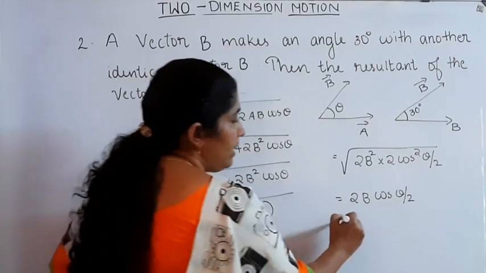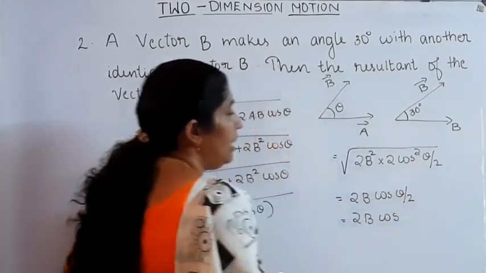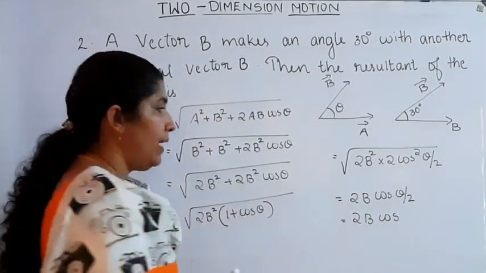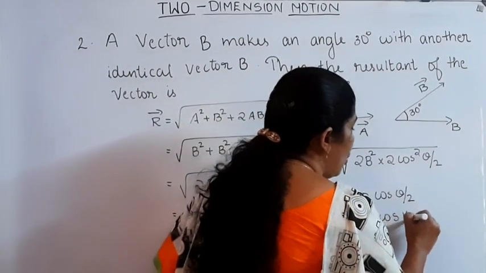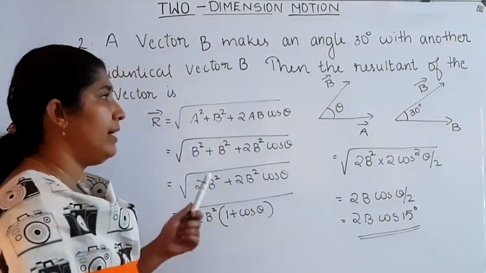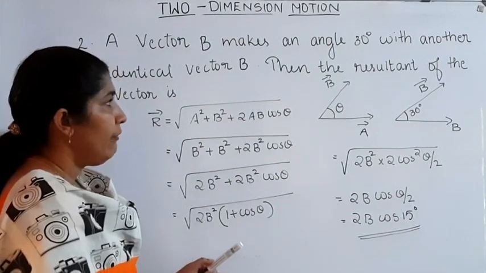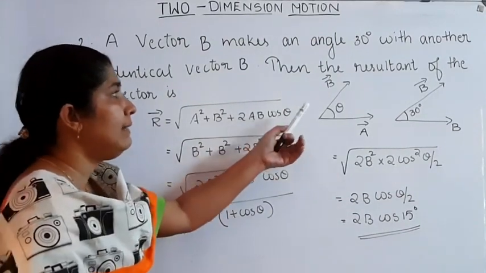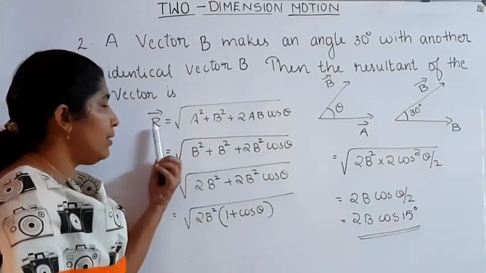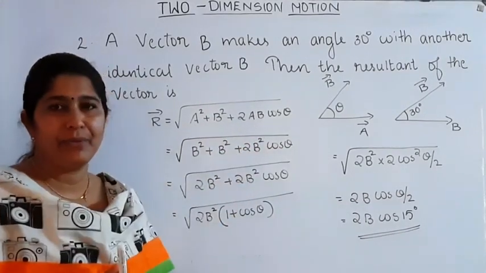Okay. It's equal to 2 into b into cos theta. Theta is equal to 30 degrees, then 30 by 2 is equal to 15. Therefore, 2b cos 15 degrees. This is the resultant of vector A and vector B. Okay. Resultant of two vectors when these two vectors are at an angle theta is vector r. This is the general equation. Vector r is equal to root of a square plus b square plus 2ab cos theta.